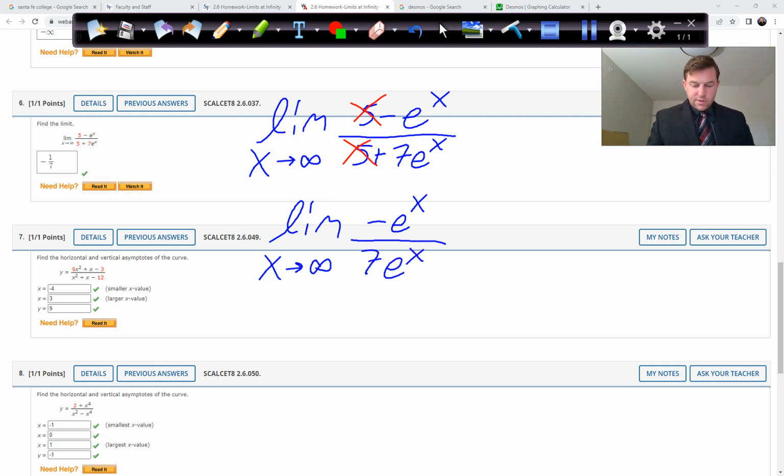Now it doesn't show up, but I'm going to write a 1 in here just so it's a little easier to see. 1 times e to the x is still e to the x, so I can do that. And because we're using multiplication, there's no other terms, we can say e to the x on top will cancel e to the x on bottom. So this limit will simplify to minus 1 over 7. Okay, so it's all the same kind of approach. Anything with an x in it will stick around, and you can toss out everything else.